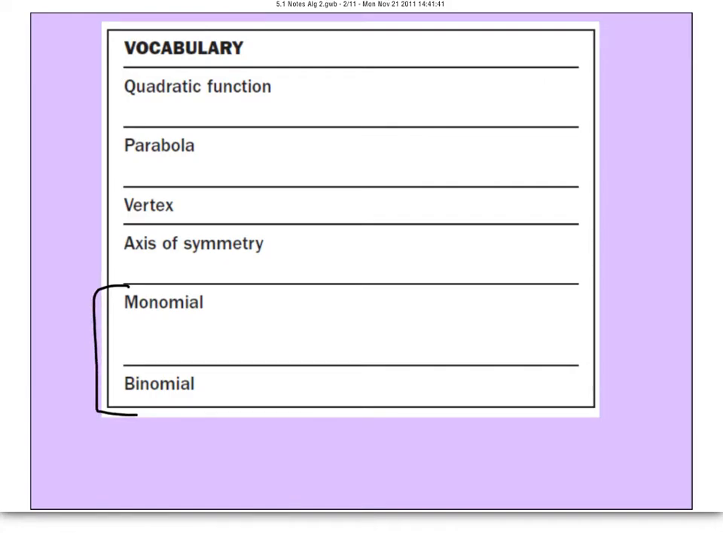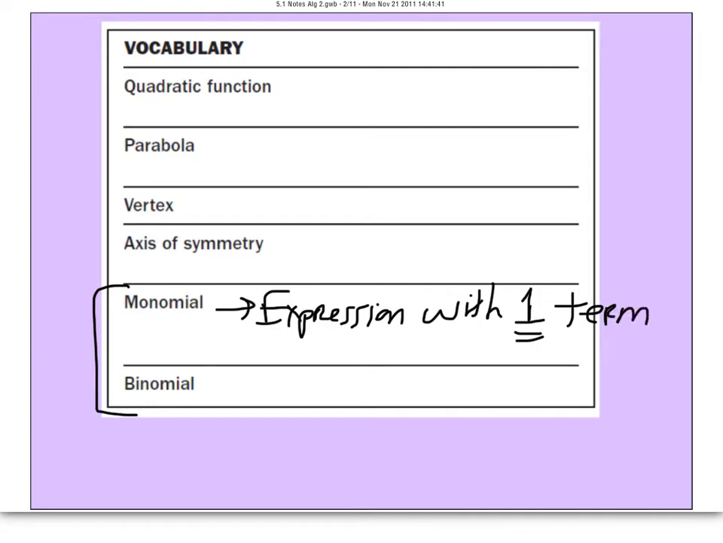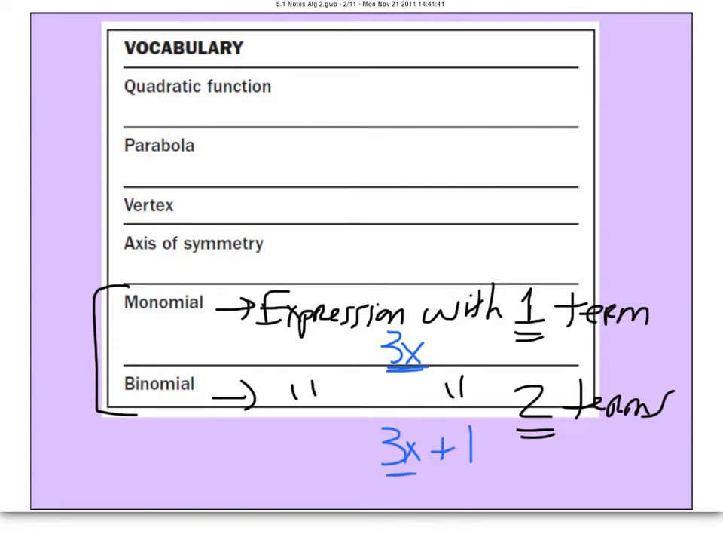A monomial is an expression with one term. And then a binomial is also, I'm going to do quotes, an expression with two terms. So here's a difference. A monomial, for example, would be like 3x. It's one term, it's one group, whereas the binomial could be 3x plus 1. There's one group and two groups.